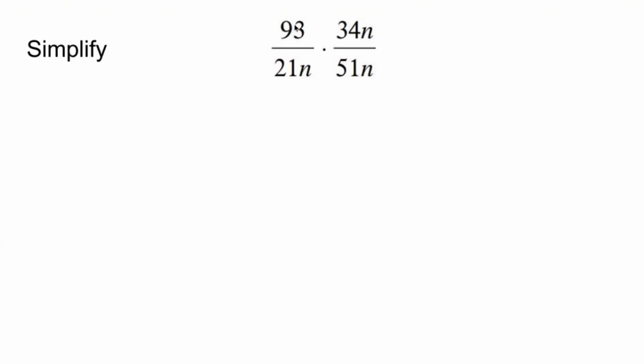All right, simplify 93 over 21n times 34n over 51n. Whenever I'm being asked to simplify two fractions with a lot of stuff going on multiplied together, what I want to do before I do anything is factor out as much as I can. See if these numbers rip apart and turn into anything. For example, 93 is 31 times 3. So let's do this. Let's use all the colors that we have.